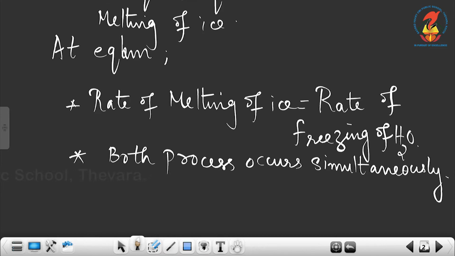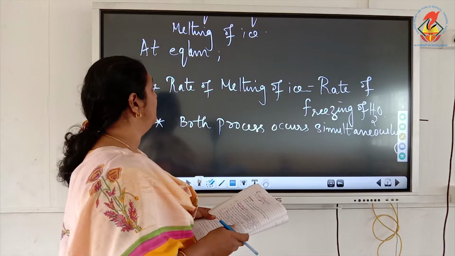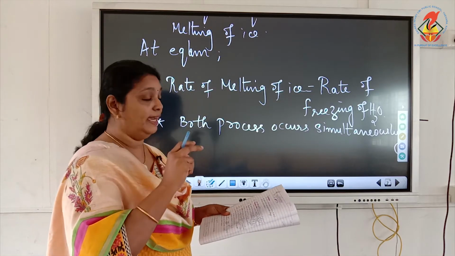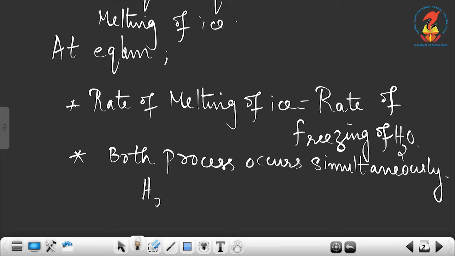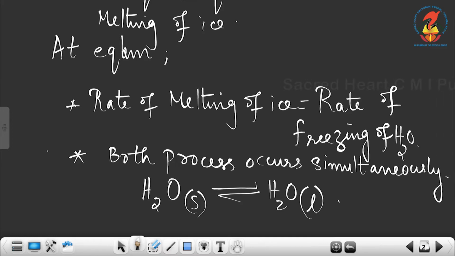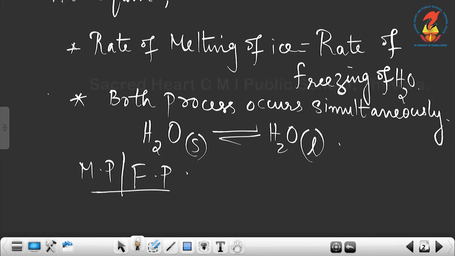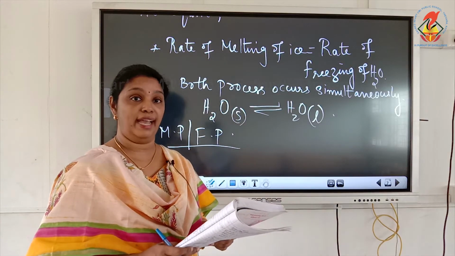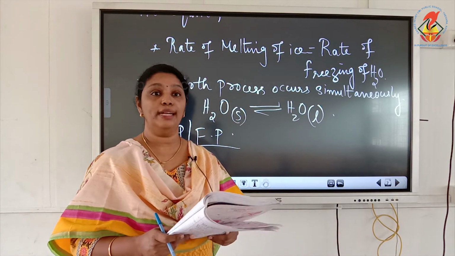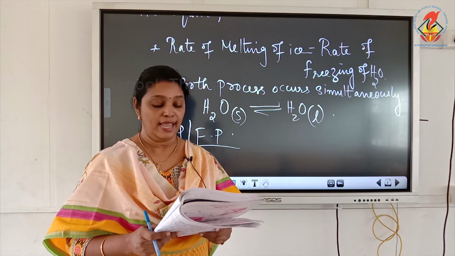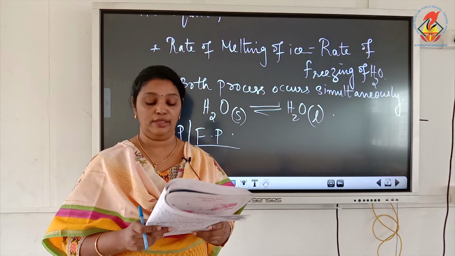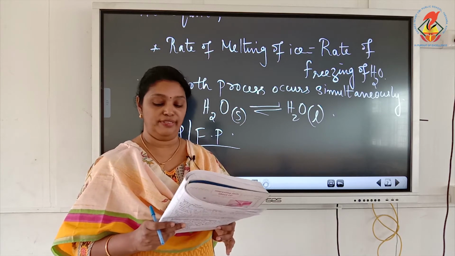And also we can represent that equilibrium between the solid ice and liquid water as H2O solid in equilibrium with H2O liquid. Also, we can give a definition for melting point or freezing point. Melting point or freezing point can be defined as the temperature at which solid and liquid form of a pure substance exist in equilibrium. It is called the normal freezing point or melting point of that substance.